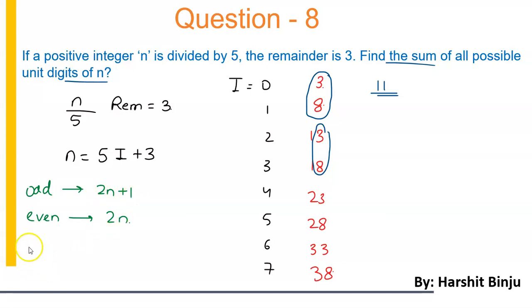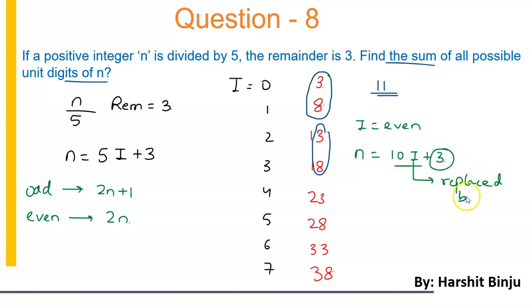If I start with an even integer, when i is even, then the value of n is basically 10i plus 3, because it will be 2 times a number, so 2 into 5 will give you 10. So 10i plus 3 will always give you a unit digit of 3, because this i will be replaced by integer values.